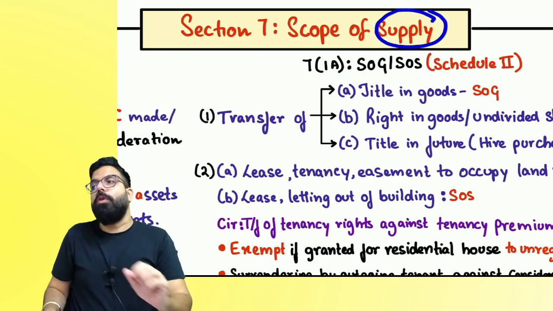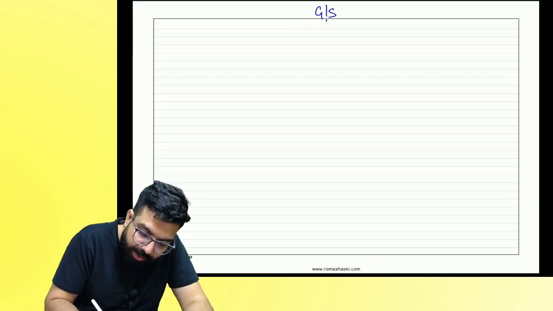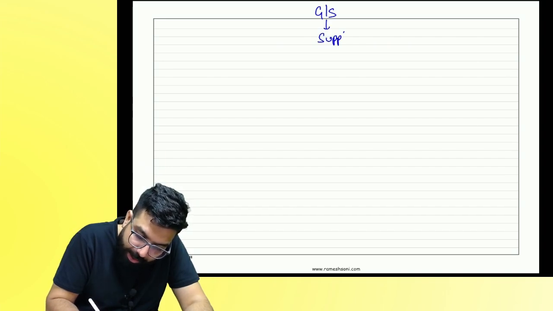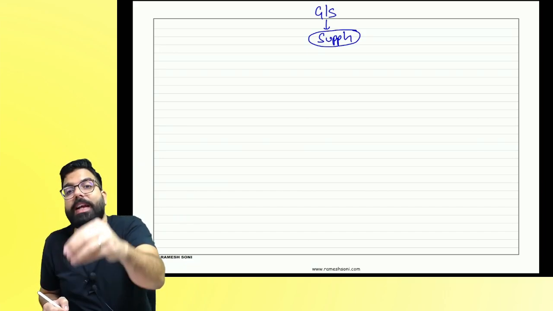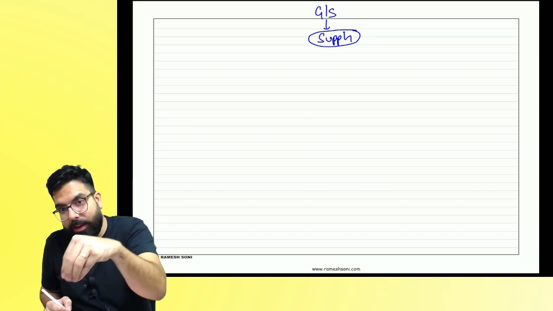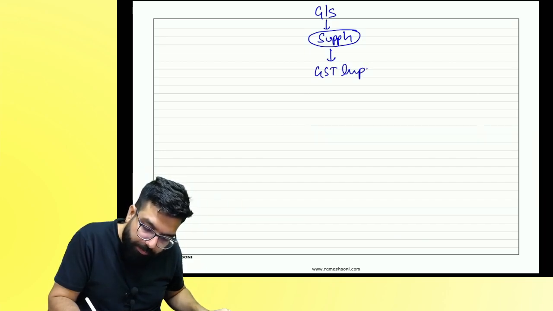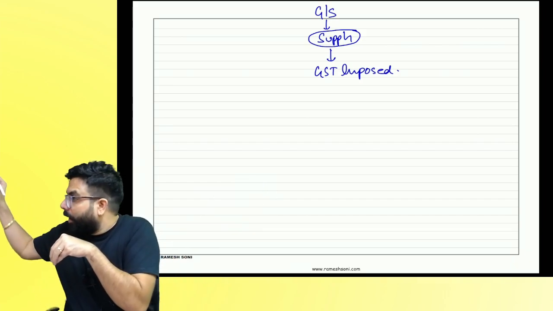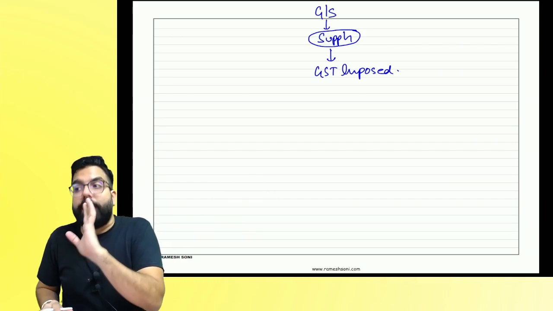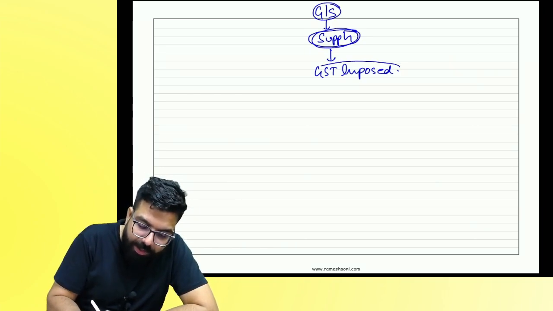Supply. Now, only if goods or service is being supplied, meaning you are falling in the definition, what you did, that activity falls in supply, then GST will get imposed. And once GST gets imposed, you will collect and pay. Are we clear, everyone? So whenever goods or service will be supplied, GST will get imposed.